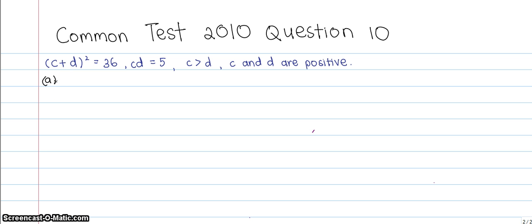Okay, in part A, you need to find c² + d². How do you do that? You expand (c + d)² first. (c + d)² equals c² + d² + 2cd. You need to find c² + d². In order to find c² + d², you need to find a way to remove 2cd from (c + d)². How do we do that?